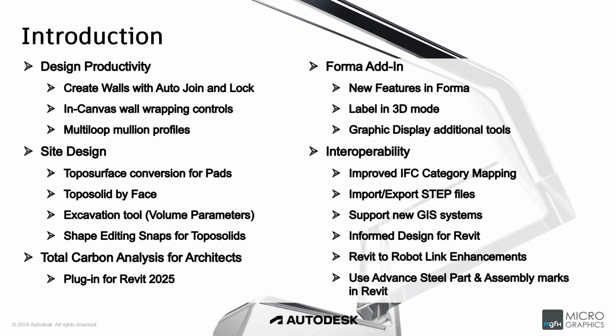And then lastly, we'll have the interoperability, the improved IFC category mapping, import and export for step files, the 5 new GIS systems that are available, horizontal GIS systems, informed design for Revit, then the Revit to robot link enhancements, and how to use advanced steel parts and assembly marks.